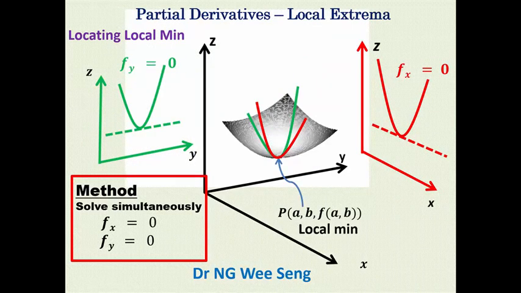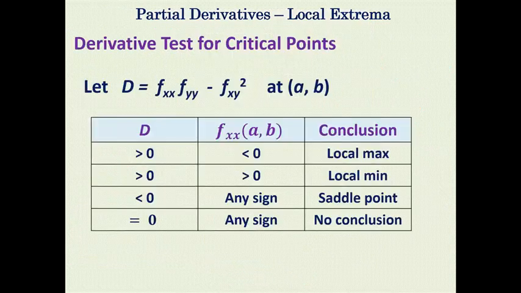We also learned that any point satisfying these equations is called a critical point. A critical point can either be a local max, a local min, or neither. And there's a derivative test to determine the nature of a critical point.